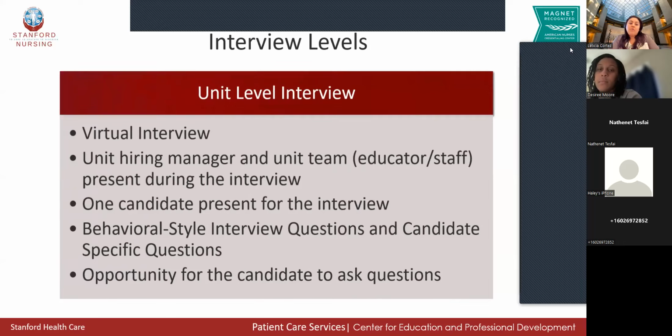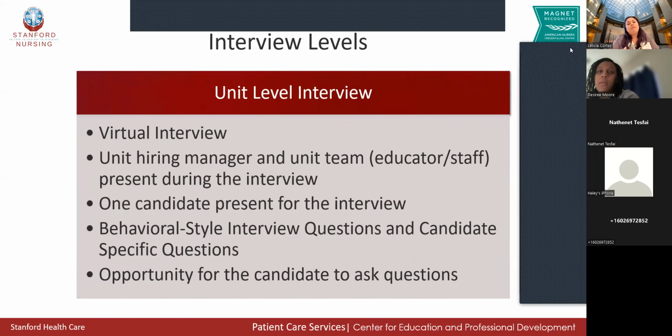The unit level, the department level, is the same format per se, it's virtual. But the unit hiring manager will be there with their team. So they might be joined by their educator, by a clinical nurse specialist, maybe some clinical staff that are on the unit, nurses or nursing assistants on the unit. There'll be one candidate on the interview, so it's a more intimate level where they can ask behavioral style questions, but also candidate specific questions.